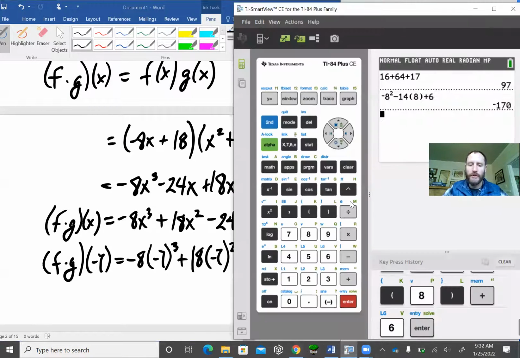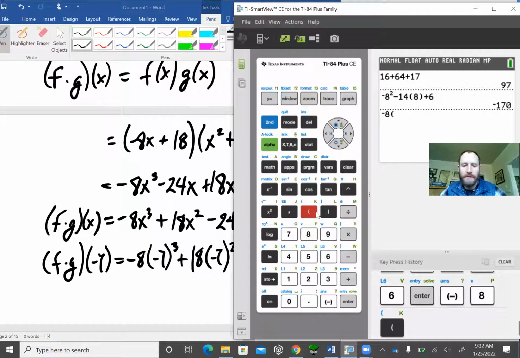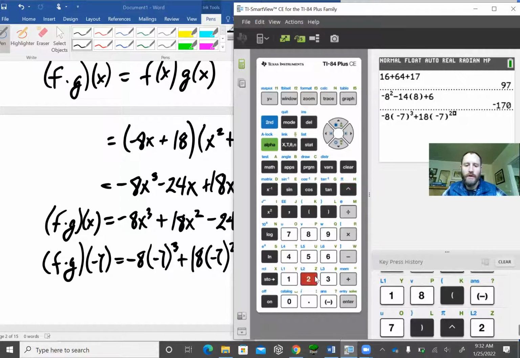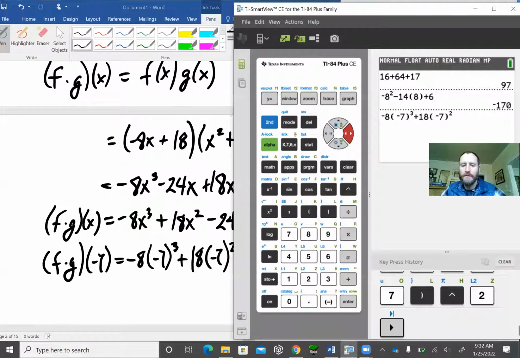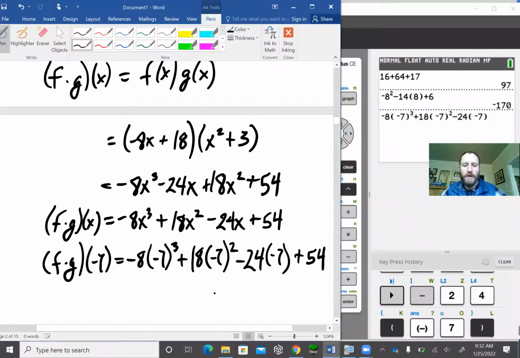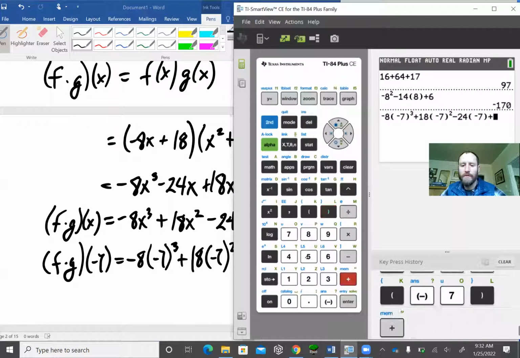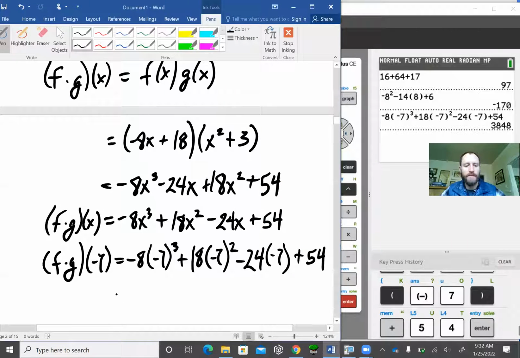So let's just use our calculator. So let's see, we have negative 8 times negative 7 to the third plus 18 times negative 7 squared minus 24 times negative 7 and then plus 54. Okay, what does that give me? Whoa, 3,848.